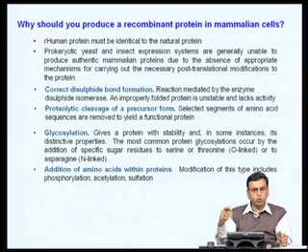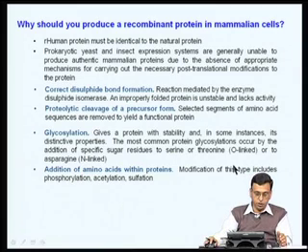In addition, there could also be differences in other modifications such as phosphorylation, acetylation, sulfation and so forth, and when you want all these changes to take place exactly as they happen in mammalian cells, then you have to choose a mammalian expression system to make your recombinant protein.